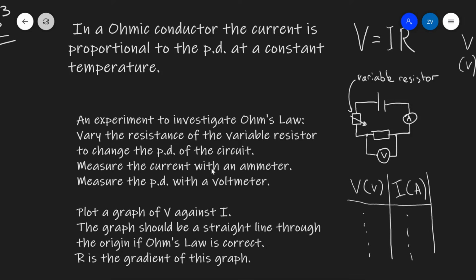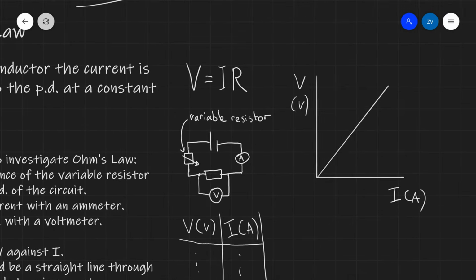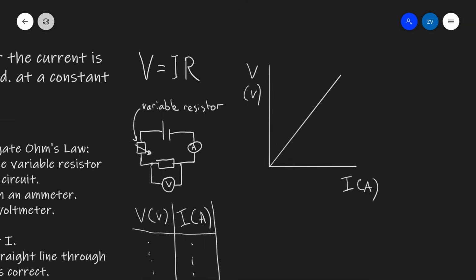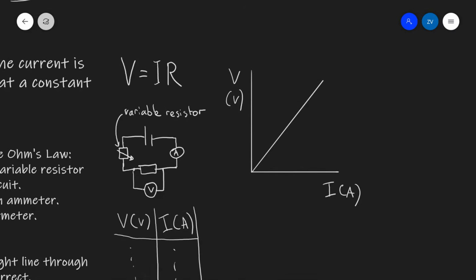We're going to be measuring the current with an ammeter, then we're going to be measuring the PD, as we said, with a voltmeter. So once we had those readings, we're going to take multiple readings in equal intervals of V and I. Then we'll be able to plot a graph of V against I. If Ohm's law is correct, the graph should be a straight line through the origin. Let's perform a y equals mx plus c analysis. So what I'm going to say is that V is equal to IR. Another way of writing this is R times I.